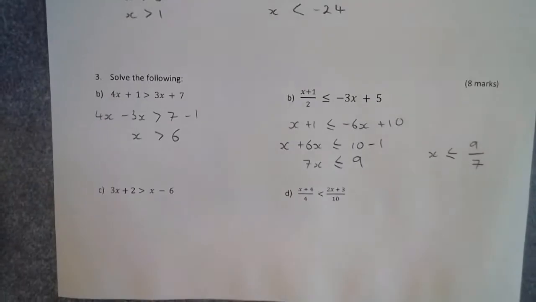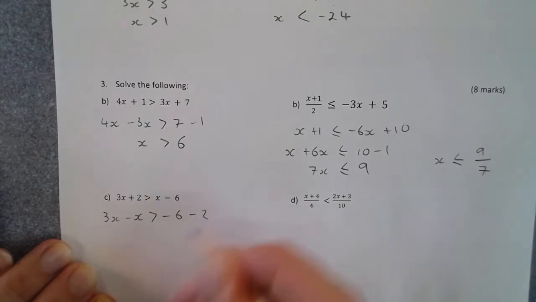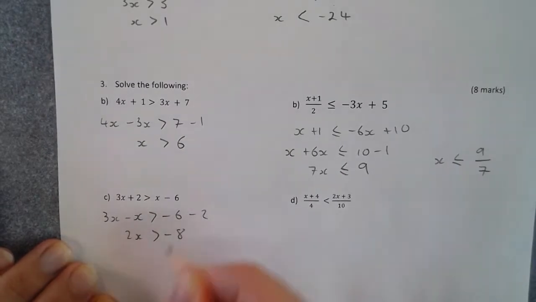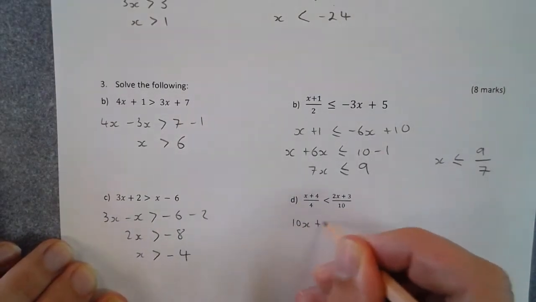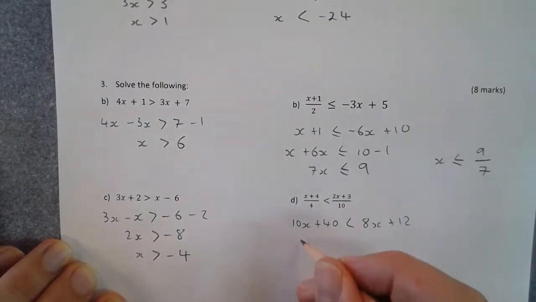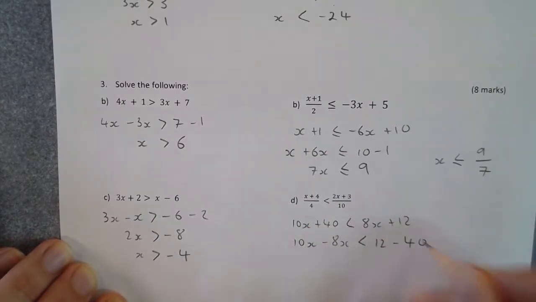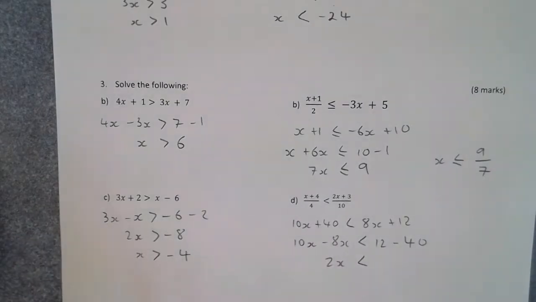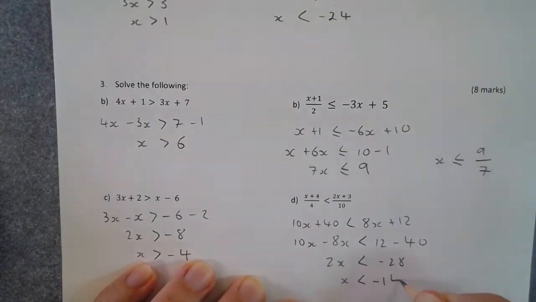Come down here. Alright, so move the x's. 3x minus x is bigger than minus 6 minus 2. 2x is bigger than minus 8. X is bigger than negative 4. And here I'm going to times this by 10 to get 10x plus 40. Cross multiply, times this by 4 to get 8x plus 12. Then move them. 10x minus 8x is less than 12 minus the 40, so 2x is less than, again, if you're not too sure, just use your calculator so you don't make a mistake. Minus 28, divide by 2, x is less than negative 14.